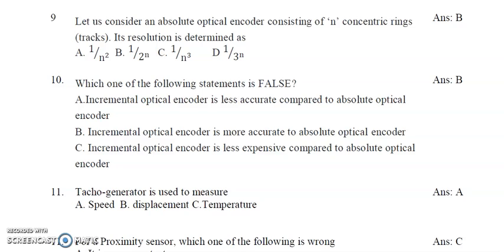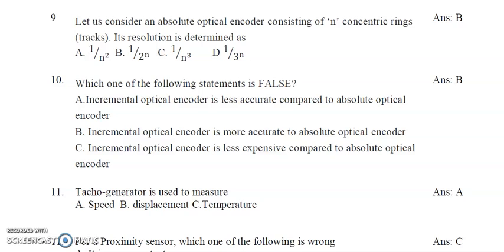So, question number 10. Which one of the following statements is false? A. Incremental optical encoder is less accurate compared to absolute optical encoder. B. Incremental optical encoder is more accurate than absolute optical encoder. C. Incremental optical encoder is less expensive compared to absolute optical encoder. So here the question is, which one of the following statements is false? Okay. So incremental optical encoder is less accurate compared to absolute optical encoder.